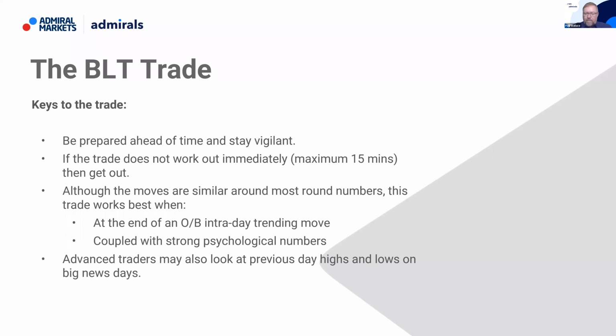If the trade does not work out immediately, it has a maximum of 50 minutes, then close the trade. This isn't you sat here waiting for it. This is a scalp. The trade either works or it doesn't very, very quickly. Although the moves are similar around most round numbers, this trade works best at the end of an overbought intraday trending move, coupled with strong psychological numbers. This is the big level trade. You're looking for those 000 numbers. Advanced traders may also look at previous days' highs and lows on big news days. That's something advanced traders may want to take away and have a particular look at.